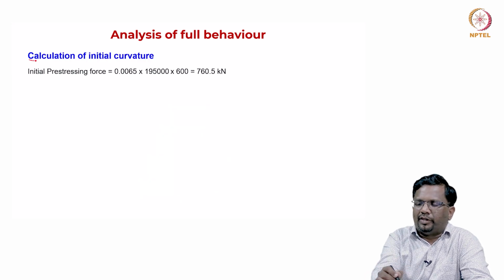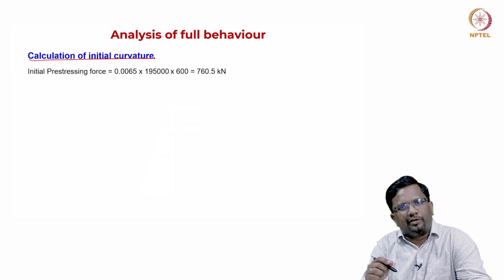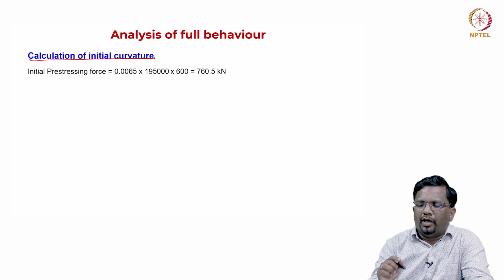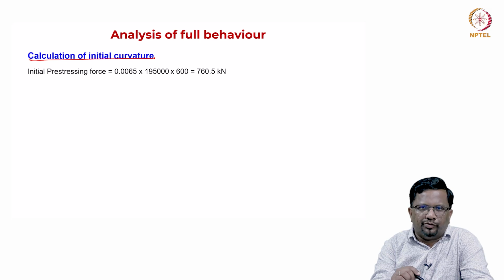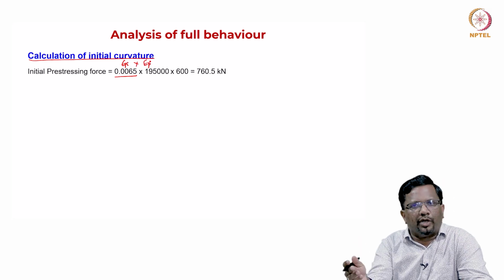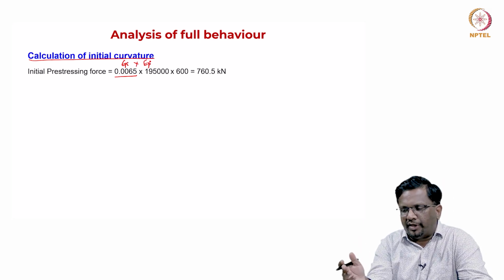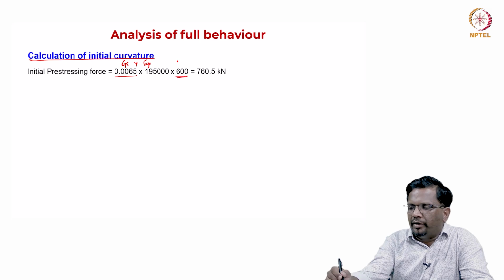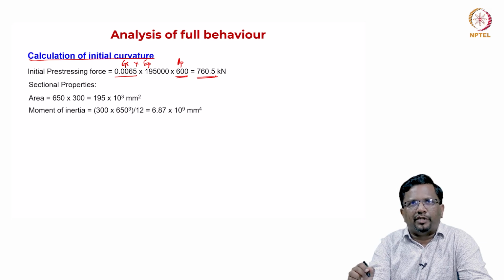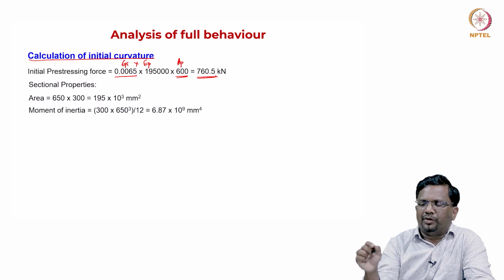First, the calculation of the initial curvature. How do we get that initial curvature when the external moment is 0? We know the initial prestressing strain that we are applying, that is 0.0065, this is your epsilon pi. Epsilon pi multiplied by Ep, I told you, will give you the initial stress fpi, and that multiplied by the area of prestressing steel will give me the force. So we are applying a 760.5 kilonewton initial force.